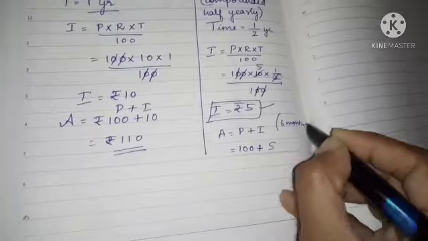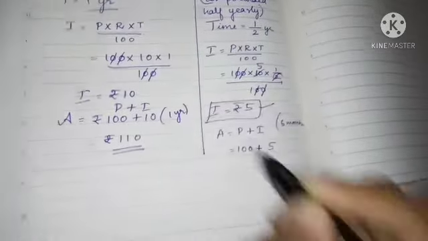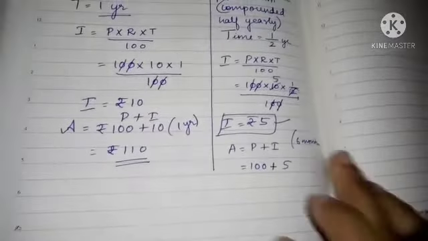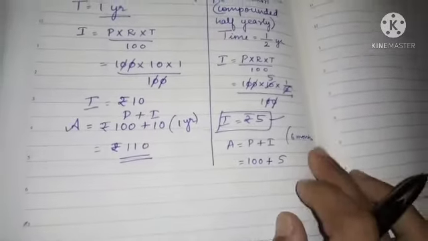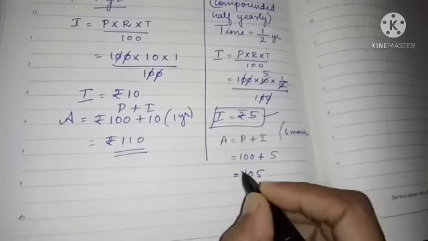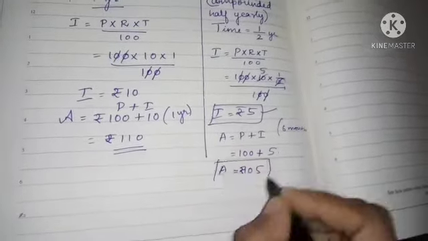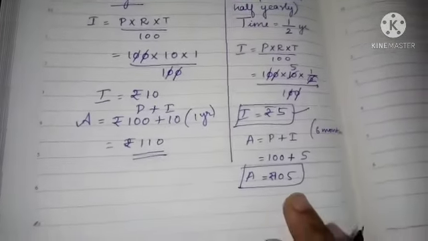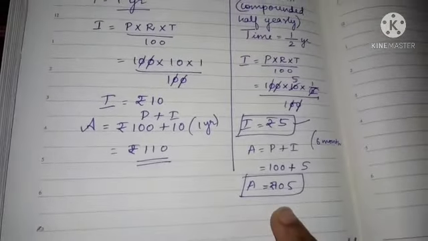This is for 1 year. Keep it in your mind. Compounded annually is for 1 year, and 6 months for compounded half yearly. Principal plus interest, so 105 rupees. So the amount will become 105 rupees. In 6 months, along with your interest, you will pay 105 rupees.